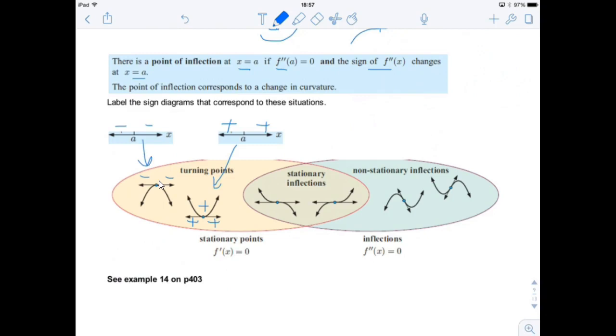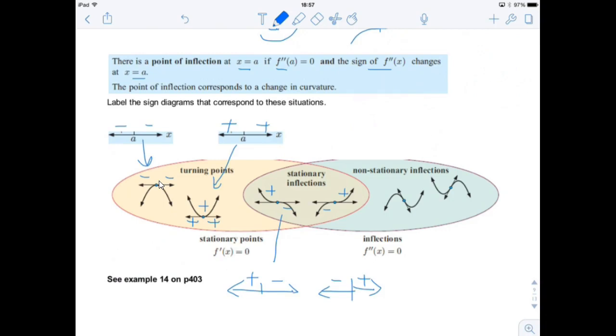Okay. What about the stationary inflection points? So let's draw one for here. So here it's concave up, here it's concave down, so it would look kind of like that. For this one, it's the opposite. It's concave down and concave up.